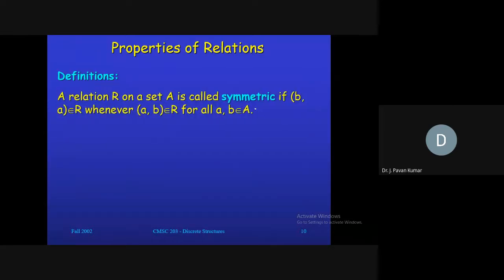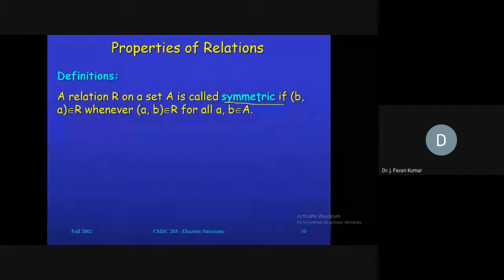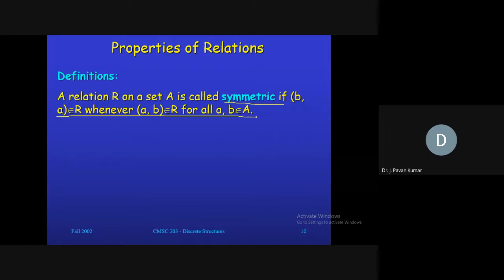Next, symmetric. This is a little confusing, but try to understand it clearly now itself. Okay, don't mess it up later. A relation R on a set A is called symmetric if (B, A) belongs to R whenever (A, B) belongs to R, for all A, B belonging to A.